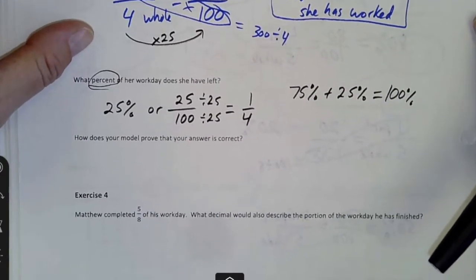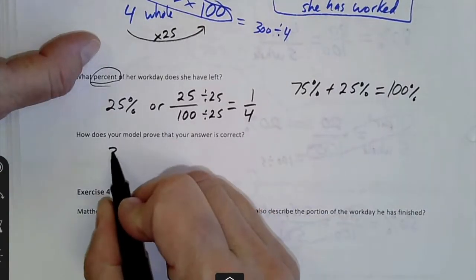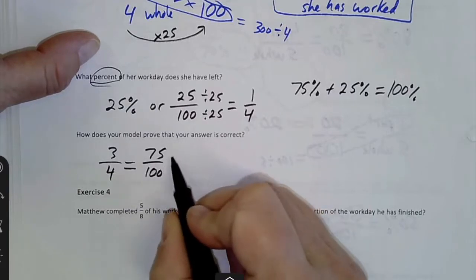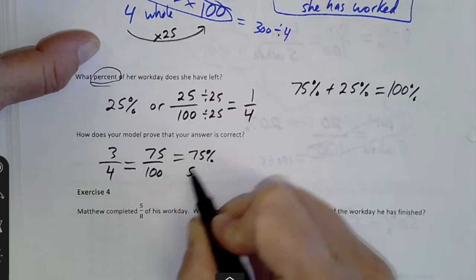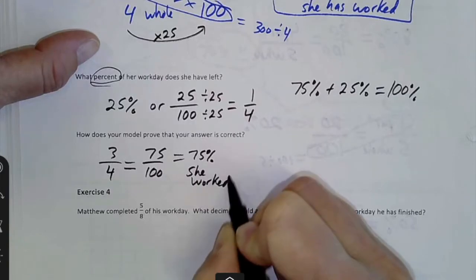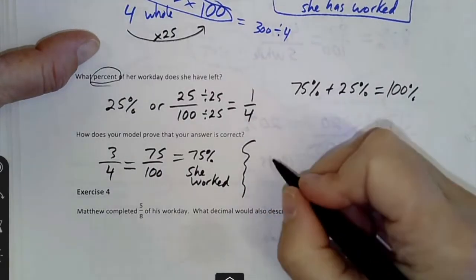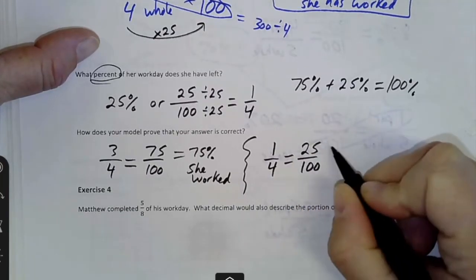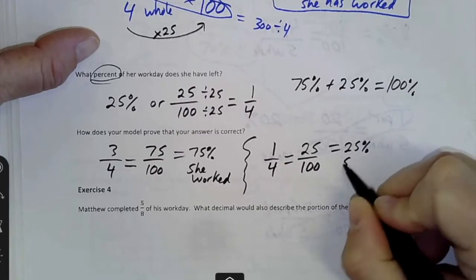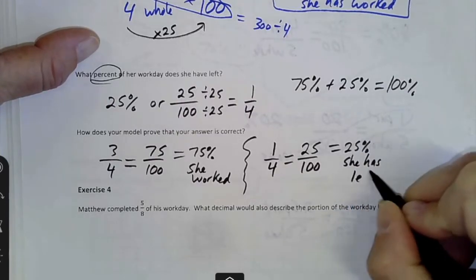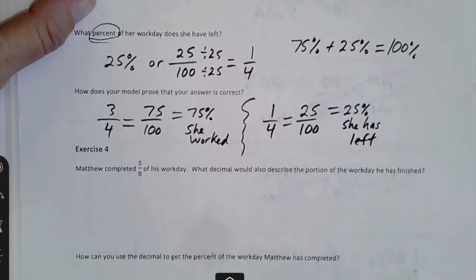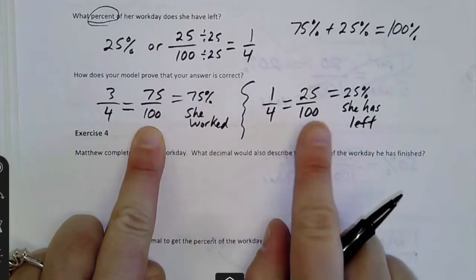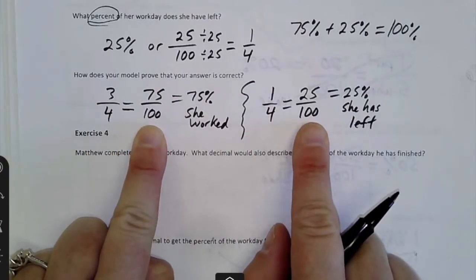How does your model prove that your answer is correct? 3 out of 4 is the same thing as 75 out of 100, which was 75% that she worked. And then if I do the other side, 1 out of 4, which is 25 out of 100, gave us 25% she has left to work. Kind of makes sense because 3/4 and 1/4 add up to 4/4. And if you look at it, 75 and 25 add up to be 100.